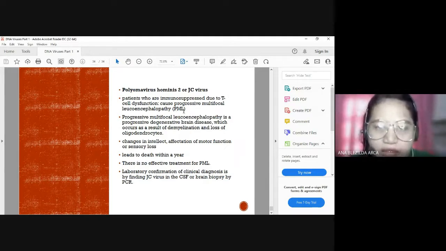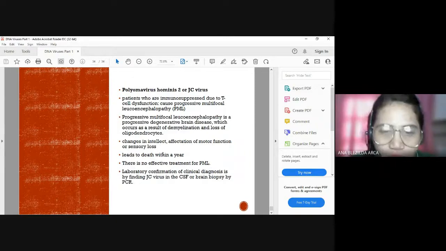What will happen to you if you have the PML? Kakaroon ka ng progressive degenerative brain disease. So, mangyayari dyan, unti-unting masisira ang myelin sheath mo hanggang mawalan ka ng oligodendrocytes. So what will happen to you? You're going to have changes in intellect, affectation of motor function, or sensory loss. So magkakaroon ka ng paralysis. Hindi ka na makakapag-isip ng mabuti. Okay? Yun yung effect ng JC virus. And then after 1 year, you're going to die.